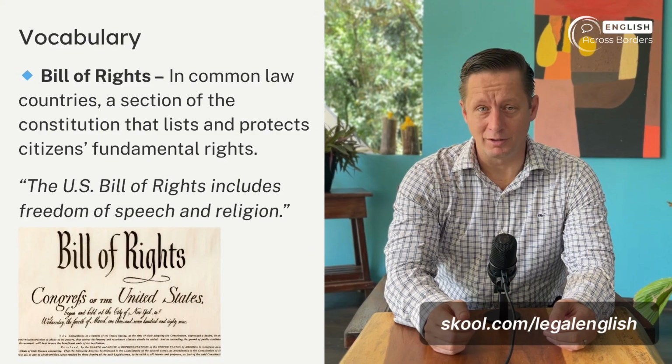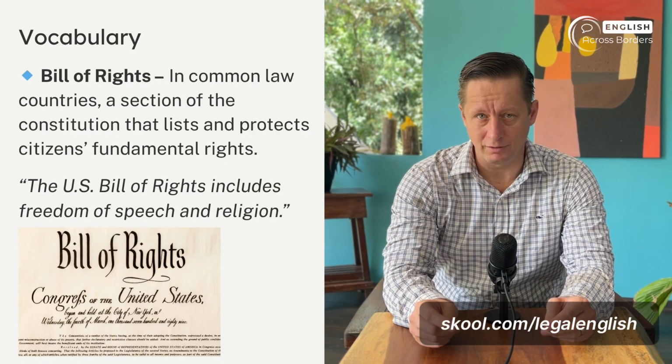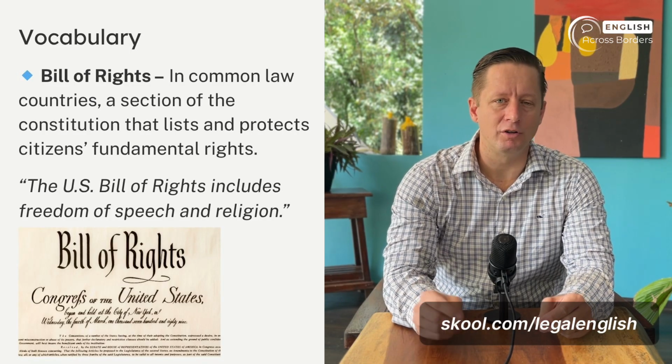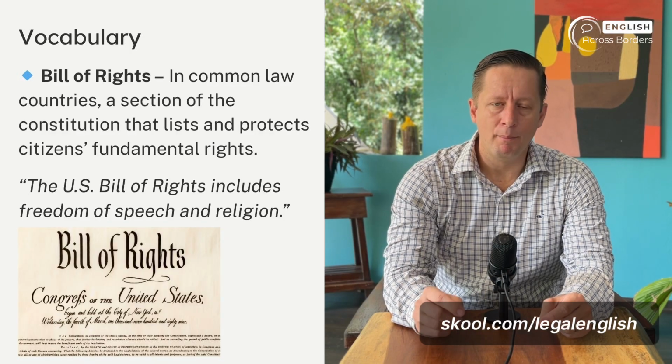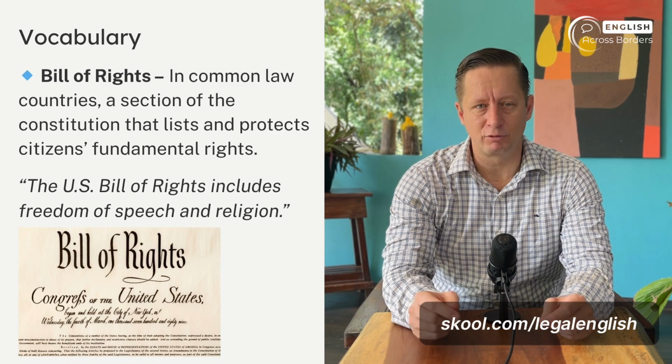Let's look at a story. A journalist writes a critical article about government corruption. Officials threaten to close the newspaper. The editor's lawyer argues the First Amendment, part of the U.S. Bill of Rights, protects freedom of the press. The government cannot silence criticism.